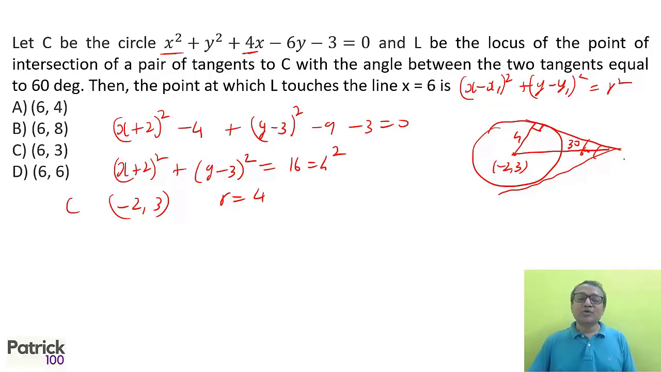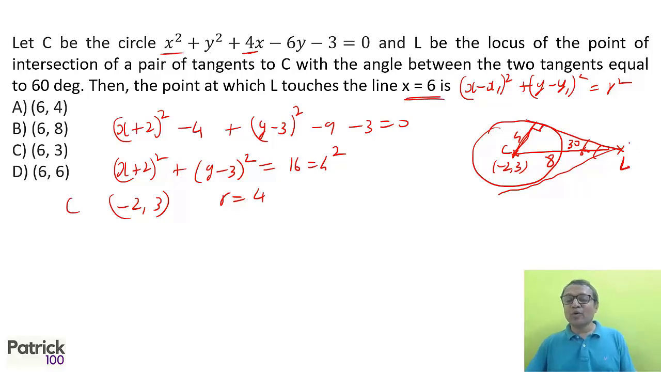Okay, so this is a point. L will be the locus. L is the locus of points where they meet. C is a circle, let's say. So this becomes a 30, 60, 90 triangle. The side opposite 30 is 4, then the side opposite 90 will be 8. Remember, 30, 60, 90 triangle. So the distance between the center of the circle and L is 8. Now L is on the line y equal to 6.